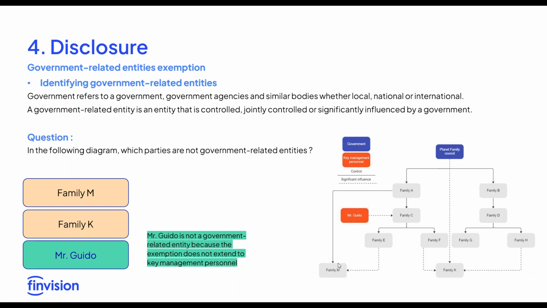It's clear that family M, at the bottom here, is controlled because there is control by the government on family A, and family A itself has control on family M. Looking at family K, there is a significant influence directly from the government, so also a government-related entity. Mr. Guido is key management personnel of family C. Although family C is controlled by the government, Mr. Guido himself is not a government-related entity here.